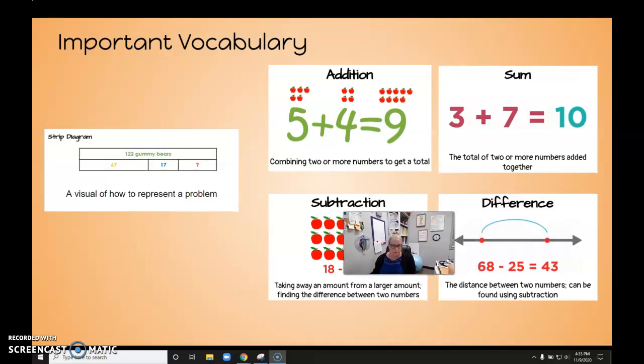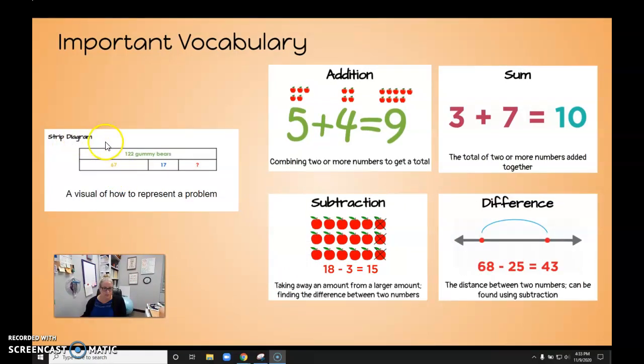Here are our vocabulary words for the week. The first one we have is strip diagram. A strip diagram is a visual of how to represent a problem. We are also going to talk about the word addition. When we add, we're combining two or more numbers to get a total. When we find the sum, it is the total of two or more numbers added together. Subtraction is taking away an amount from a larger amount, finding the difference between the two numbers. And then the last one is difference. And difference is the distance between two numbers. It can be found using subtraction. You don't have to, but you can.